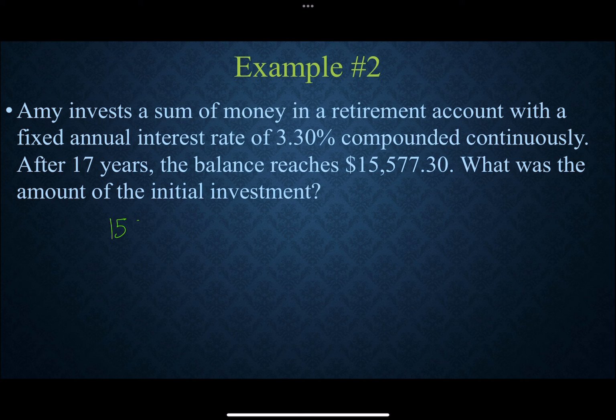So the 15,577.30 would equal P e to the 0.033 times 17. And while it may not look like it, that e to the power is just simply some sort of number, so we're just going to divide it over. Better off to divide over before you start trying to type into your calculator. That way you're less likely to make a mistake with rounding errors or anything like that.